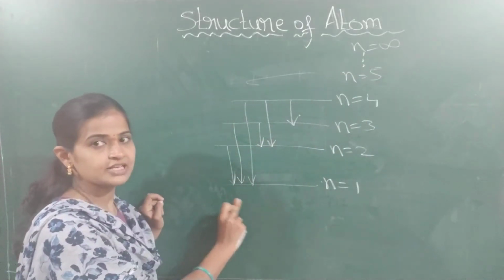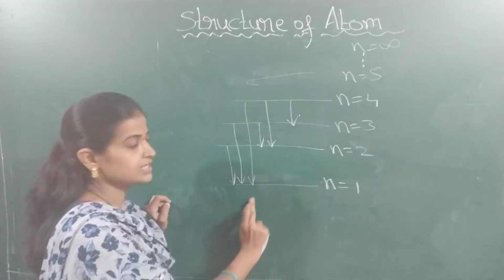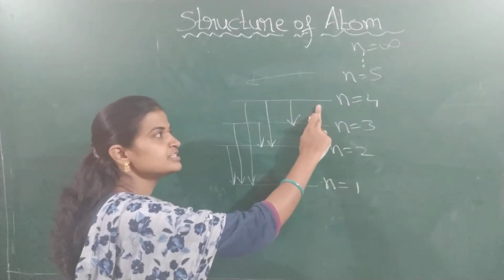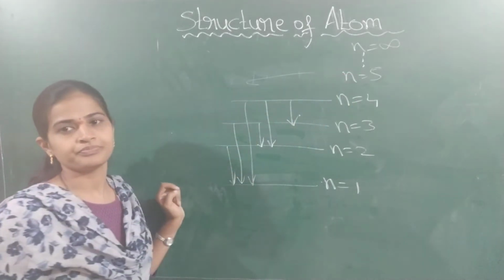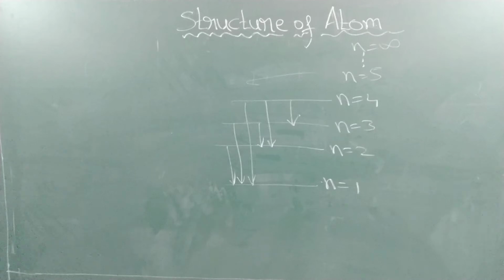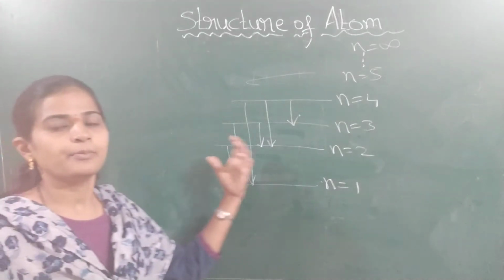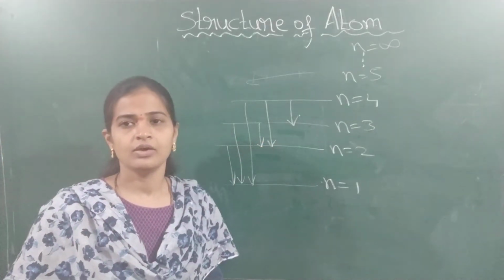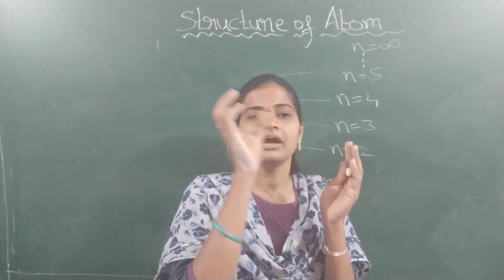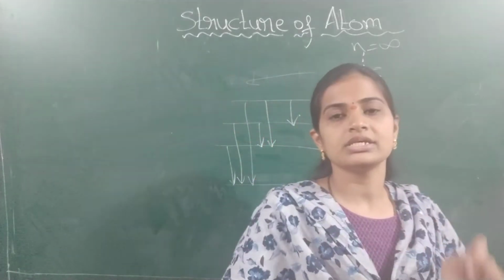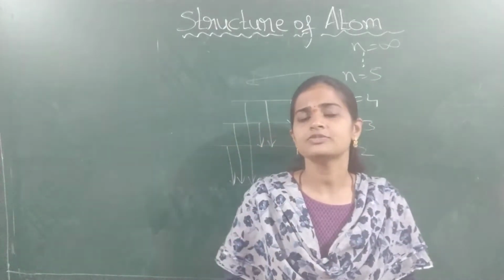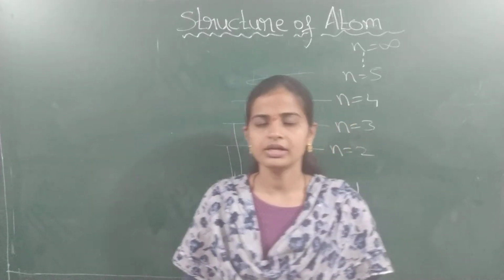Here I have written the Lyman series, Balmer series, Paschen series, Brackett series and Pfund series. What are these? These are all sets of lines which are visible when we look through the spectroscope. Got it?